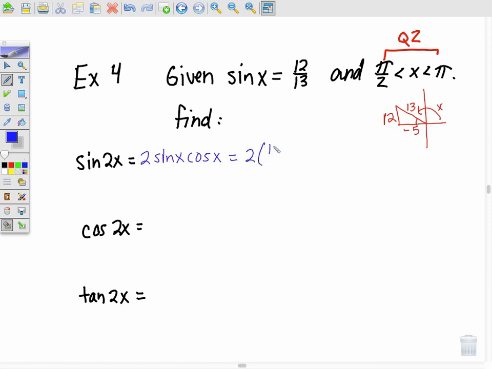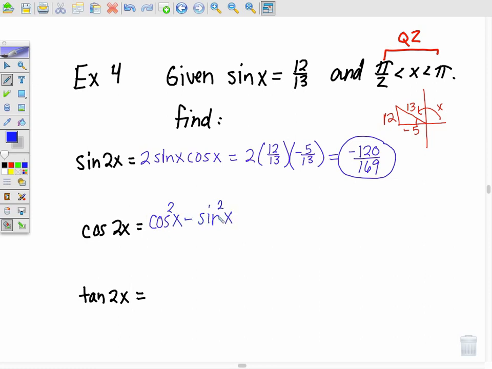I'm going to replace what I know. So 2 sine x would be using hypotenuse and opposite side, 12/13. And cosine of x would be -5/13. I multiply all of these together, and I'm going to get a value of -120 over 169. So that is the answer to the sine of 2x. Let's try doing cosine 2x. Again, you just want to pick one of the formulas. I'm going to stick with cosine squared of x minus sine squared of x.